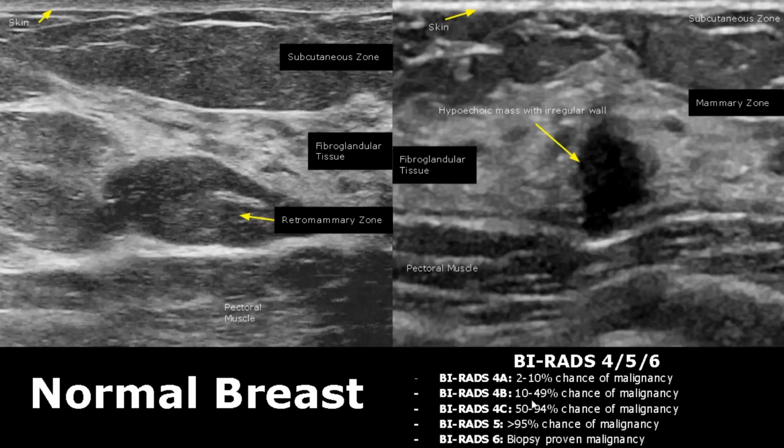BI-RADS 5 has greater than 95% chance of malignancy, and BI-RADS 6 is a biopsy-proven malignancy. Usually hypoechoic masses with irregular walls or a spiculated appearance are malignant and they have a taller than wide orientation.